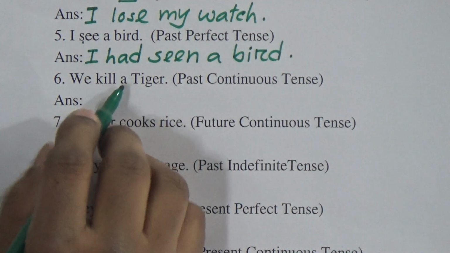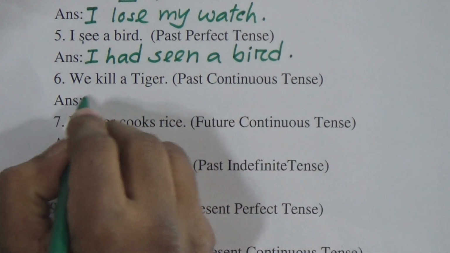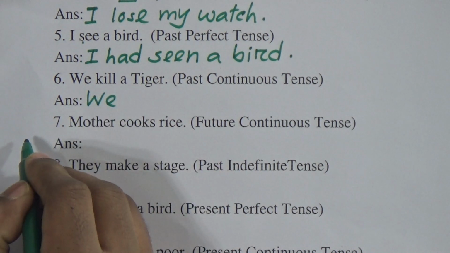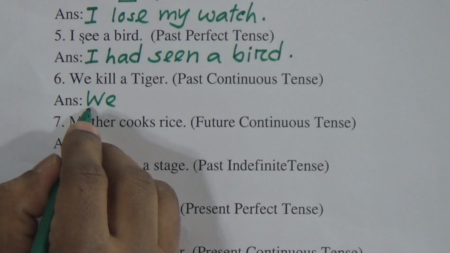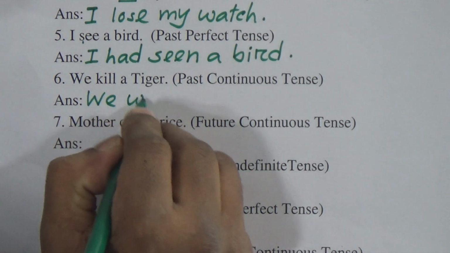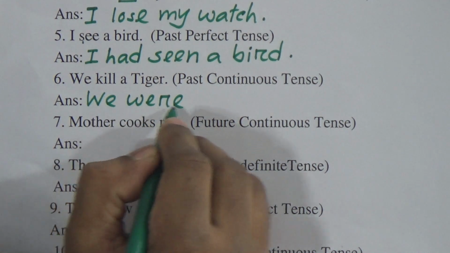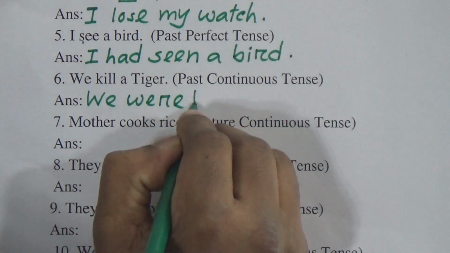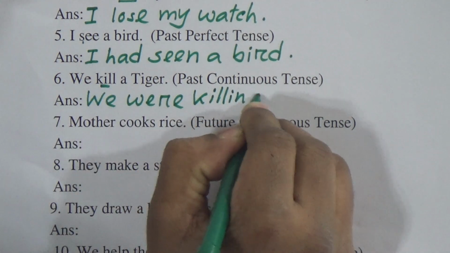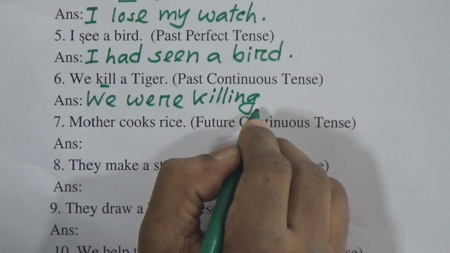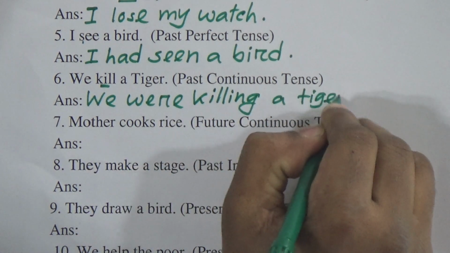Okay. Number 6. We kill a tiger, to past continuous tense. So in past continuous tense, what comes first? Subject. After the subject, we use was or were. So here we have to put were. We is plural. So we were. After were, you have to put the main verb. Kill is the main verb there, and you have to add ing after the main verb. We were killing a tiger.